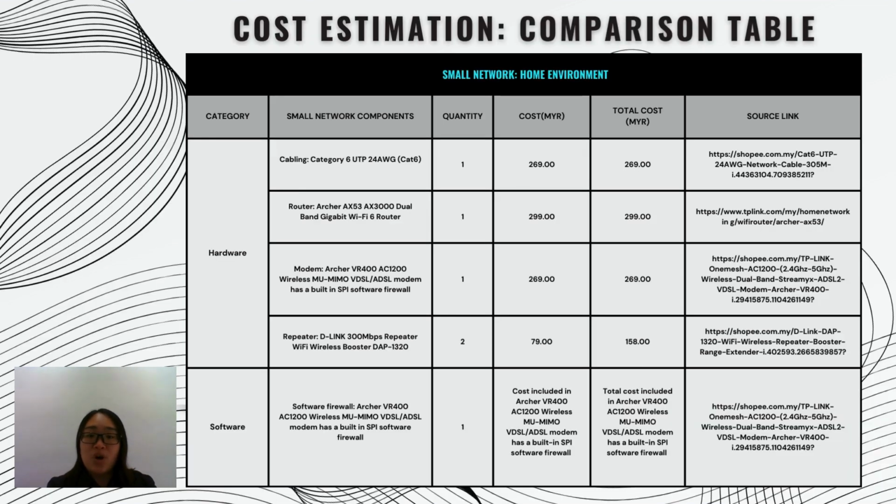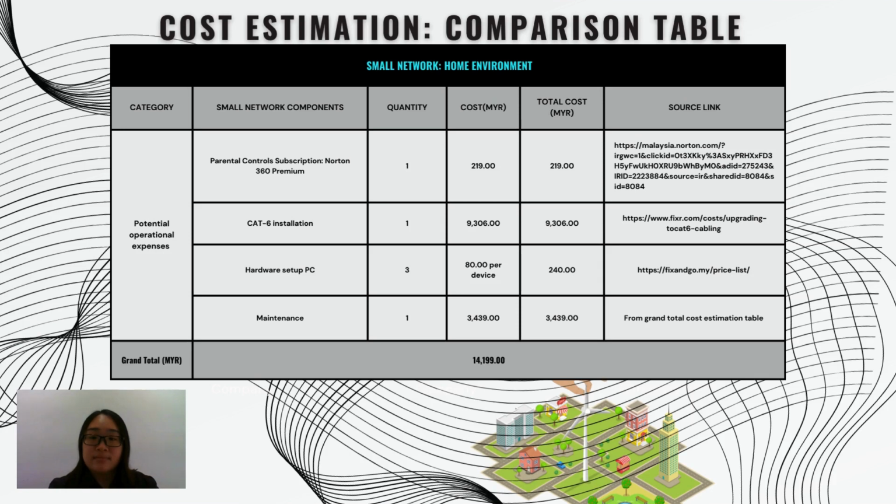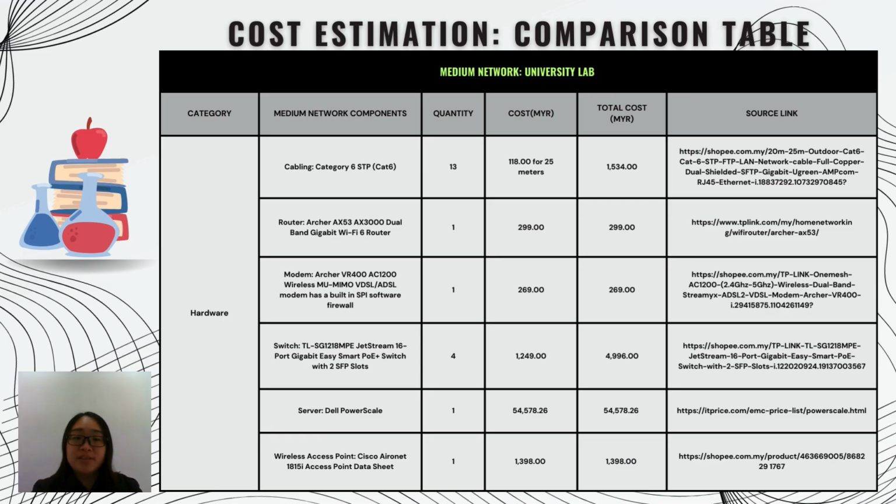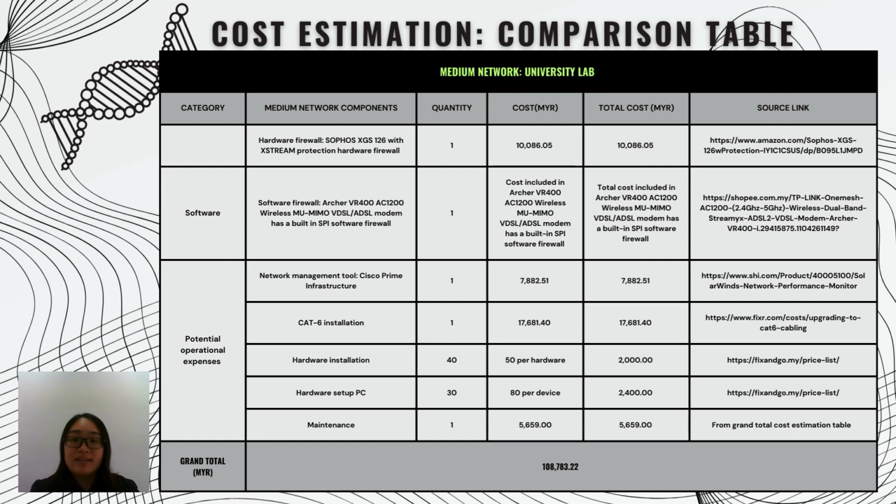The total cost for the home network hardware, software and potential operation expenses is 14,199 ringgit. For the university lab, it is 108,783 ringgit and 22 cents.